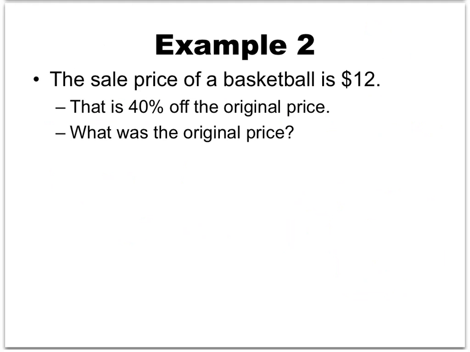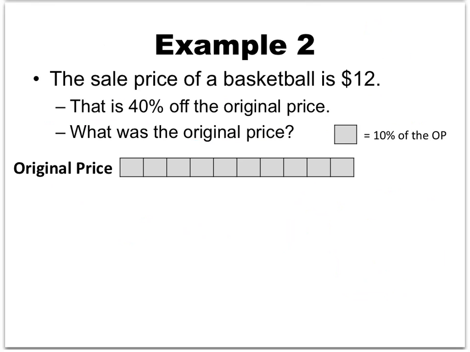So the sale price of a basketball is $12. That is 40% off the original price. What was the original price? So we're interested in the original price. In our strip diagram, we're going to draw a strip representing the original price. So this long strip represents that original price. And we're going to break this up into 10 equal pieces. Why 10? Well, because we're talking about 40%, which is 4 times 10%.